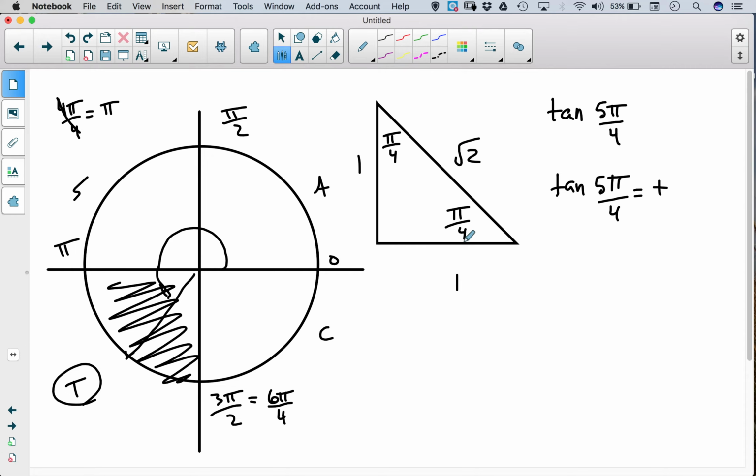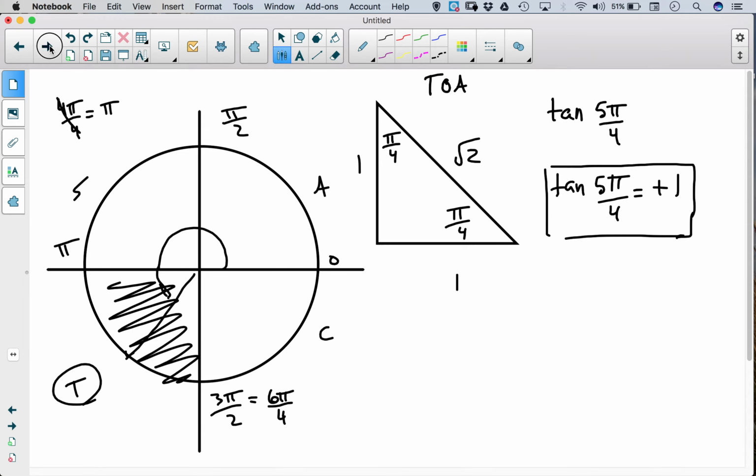Now, tan, it's pretty easy. You can choose either one, the top reference angle of pi over 4 or the bottom pi over 4, because they are the same. It is an isosceles triangle here. Tan is just the TOA part of SOH CAH TOA. It's the opposite over the adjacent. So you say the opposite of this angle here is 1, and the adjacent is also going to be 1. So the opposite is 1, the adjacent is 1. That means that tan of 5 pi over 4 is just equal to a positive 1 in this case here.